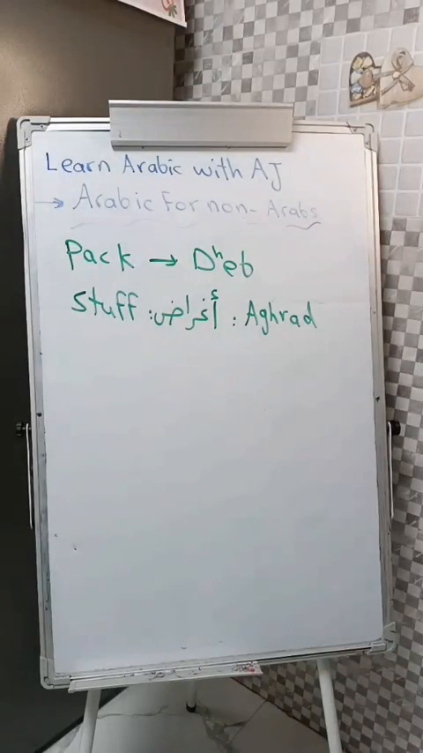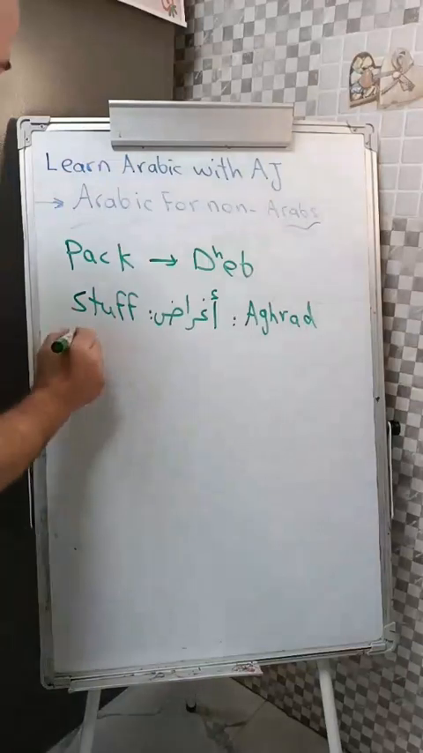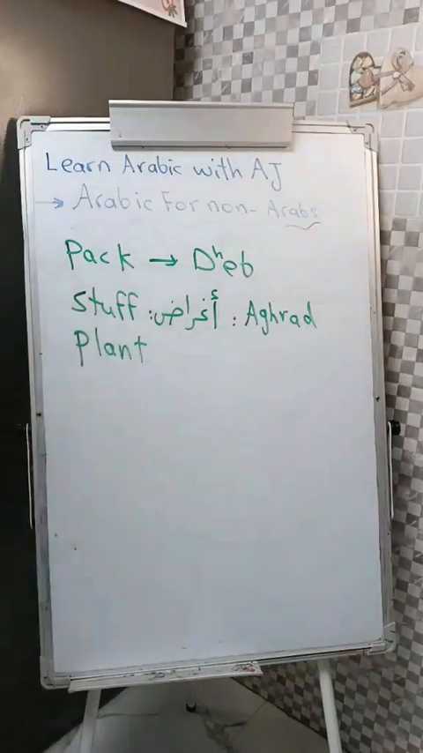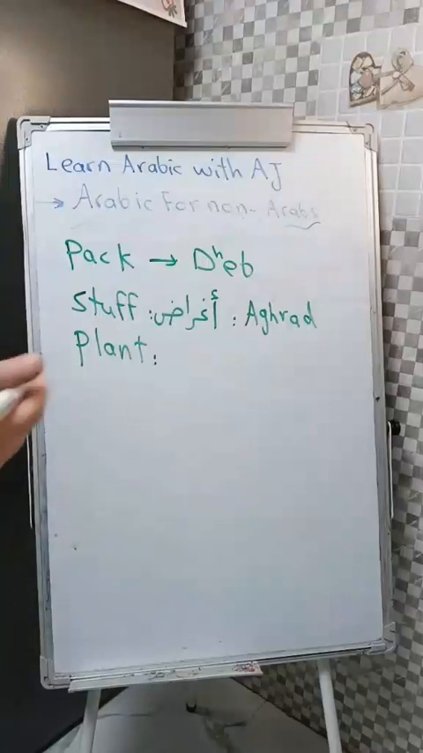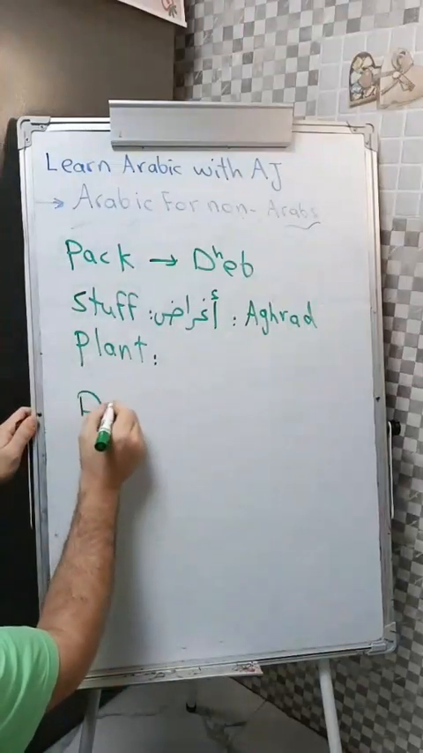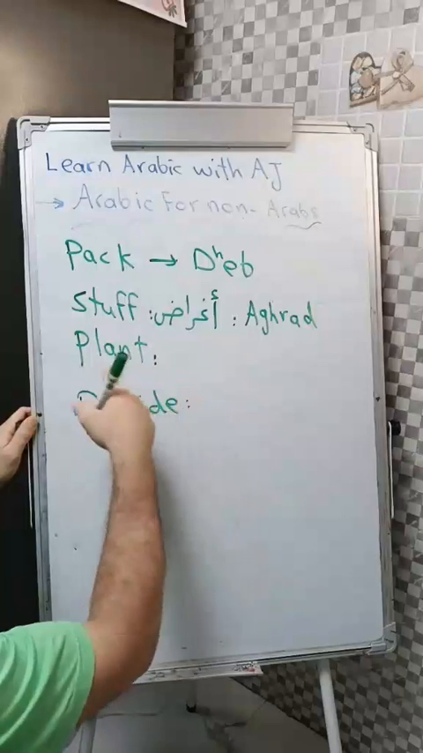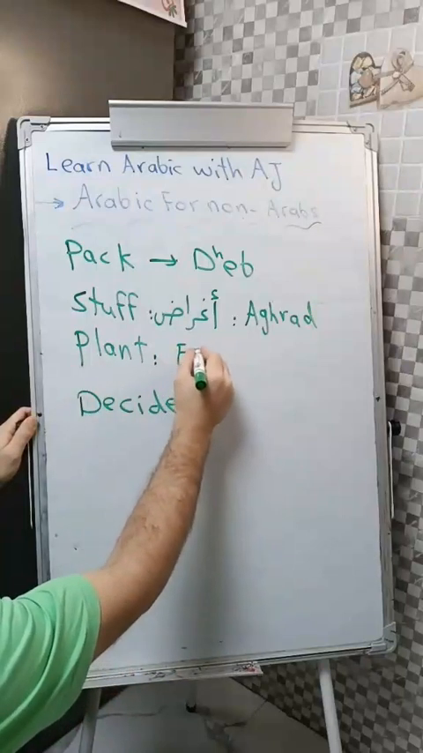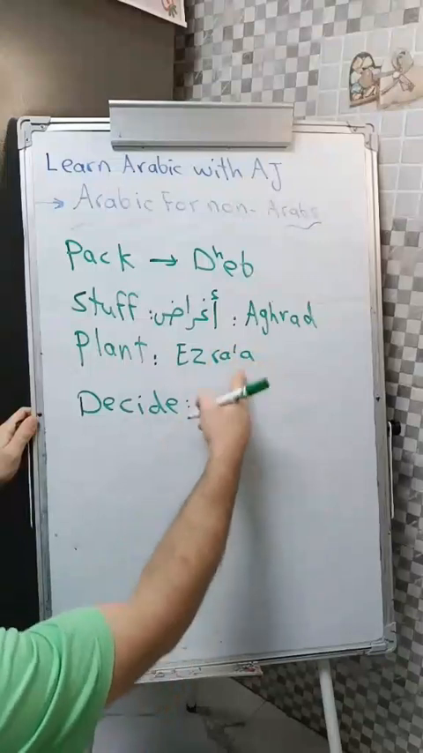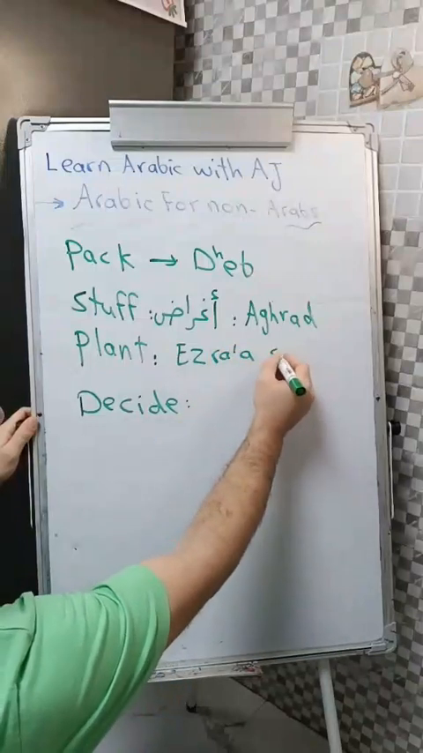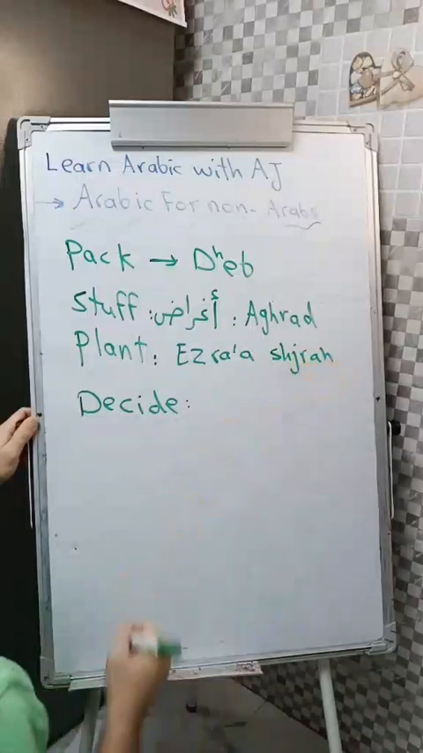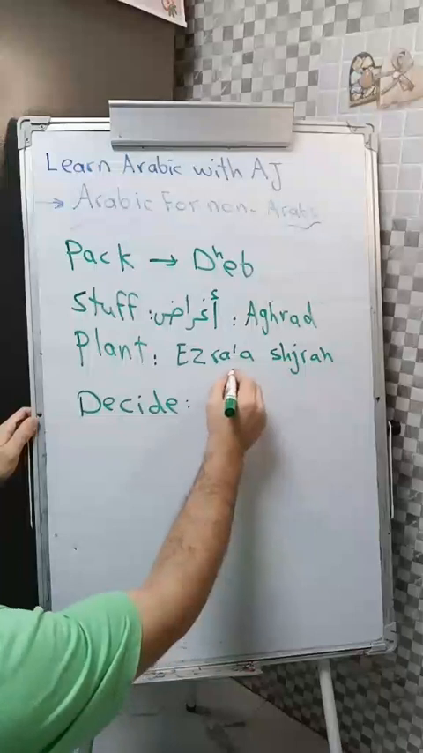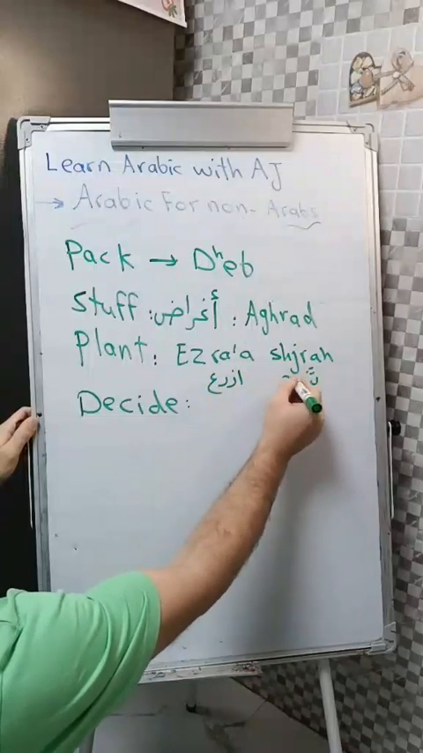So cleaning. What about plant? I want to plant, for example, a tree. The verb plant is يزرع in standard Arabic. I decided. Also, decide is a very nice verb to learn. When you say plant, I say بدي ازرع. بدي ازرع, for example, شجرة. I want to plant a tree in the garden. بدي ازرع شجرة. I want to plant a tree.